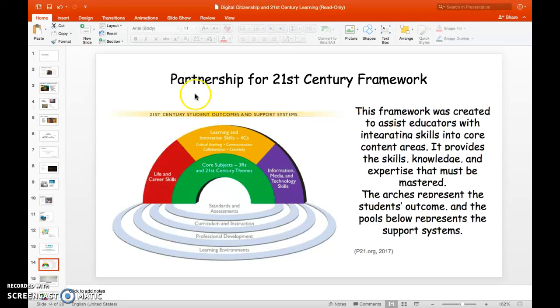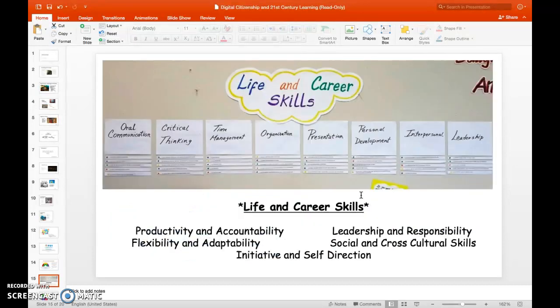These colored arches represent the area of focus for student outcomes, and the 4 pools, which are located at the bottom, signify the support systems that are set in place to achieve the skills. All components of this framework work together to achieve the 4 student learning outcomes and provide educators with the necessary tools to facilitate the learning needs of their students.